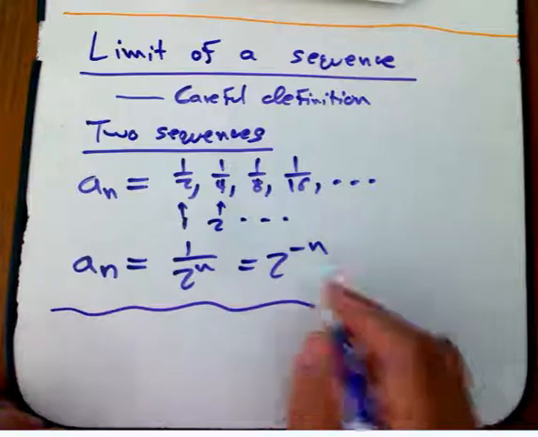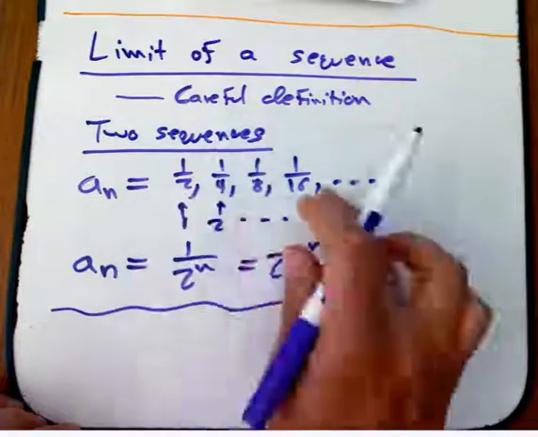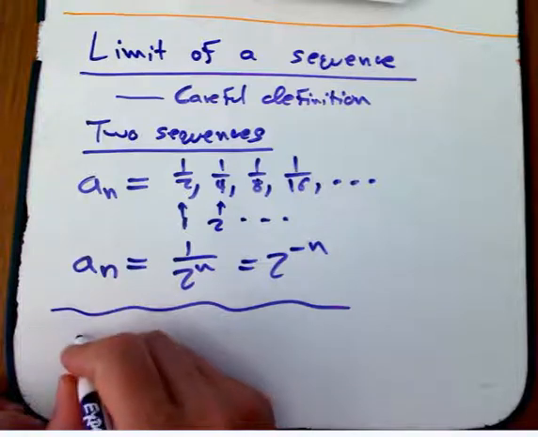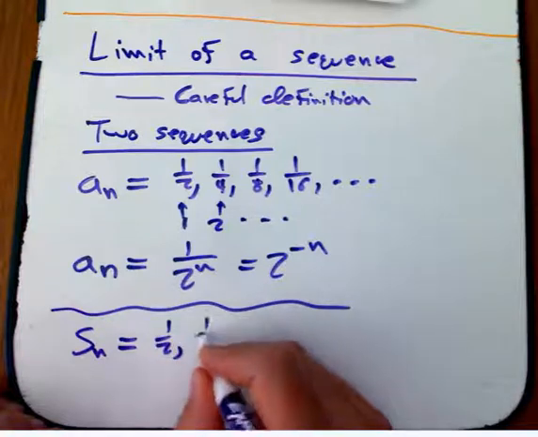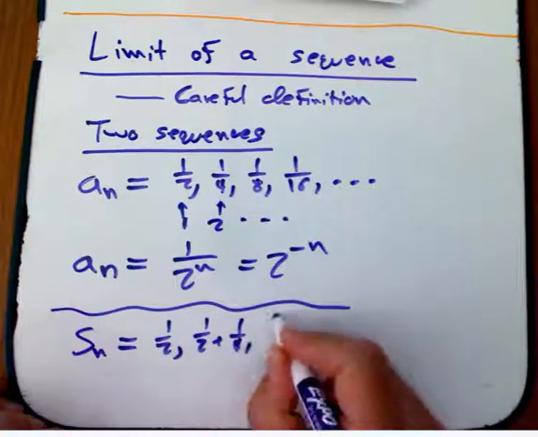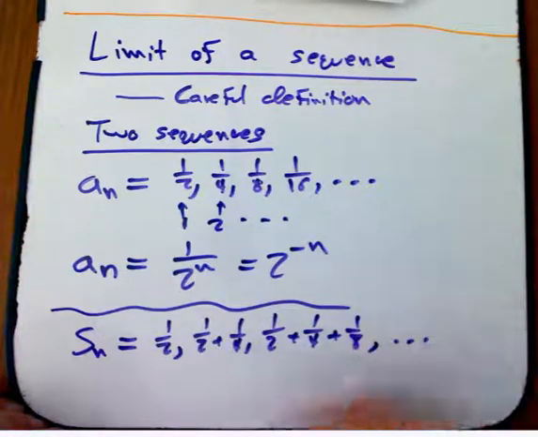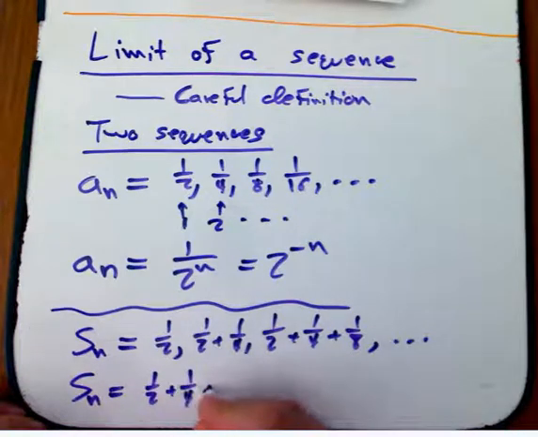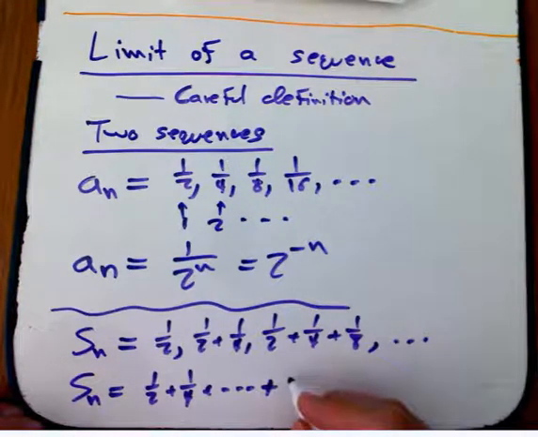A cool thing you can do with any sequence, and especially with this one, is not just put commas in between, but actually turn it into a summation. Look at the sum of all these terms. We'll call that s sub n. So s sub n starts out with 1/2, then 1/2 plus 1/4, then 1/2 plus 1/4 plus 1/8, etc. In other words, s sub n is 1/2 plus 1/4 plus, and so on, up to 1 over 2 to the n.